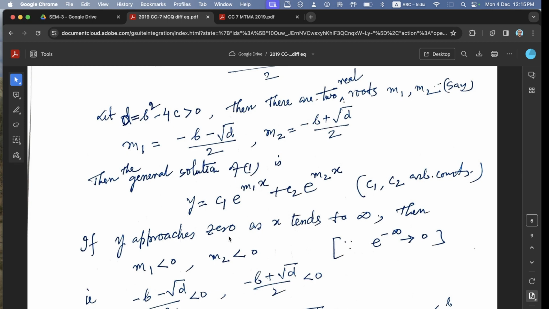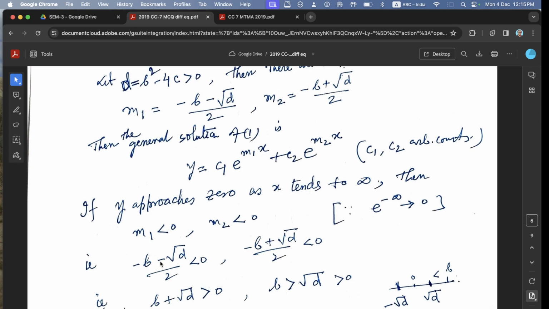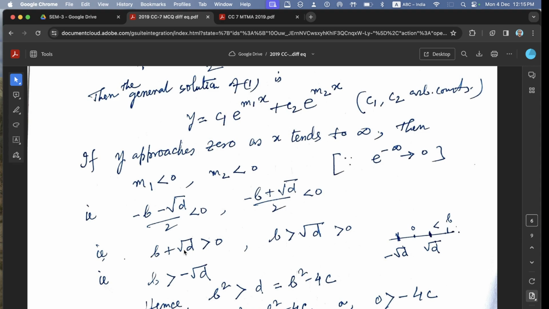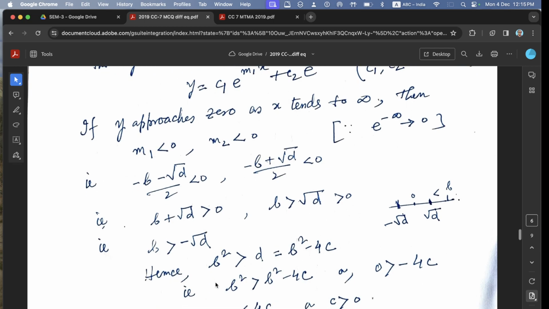Now, if y approaches 0 as x tends to infinity, then obviously m1 is negative and m2 is negative, because e to the power minus infinity tends to 0. So m1, minus b minus root D by 2, is less than 0, and minus b plus root D by 2 is less than 0. So obviously b plus root D is greater than 0, and b is greater than root D, and b is greater than minus root D.